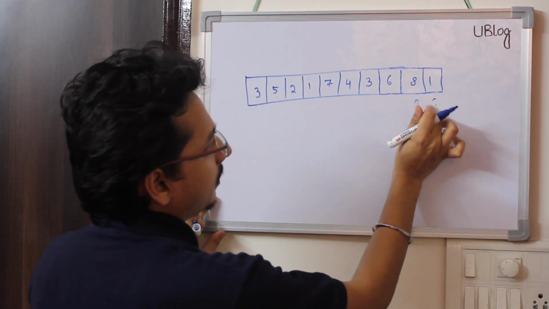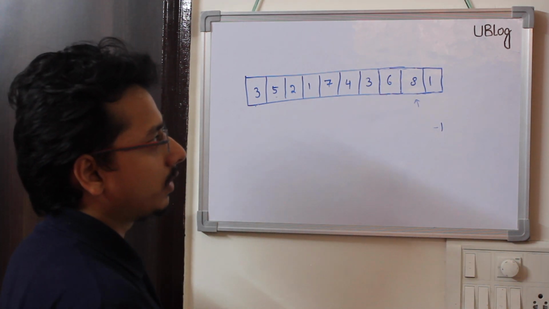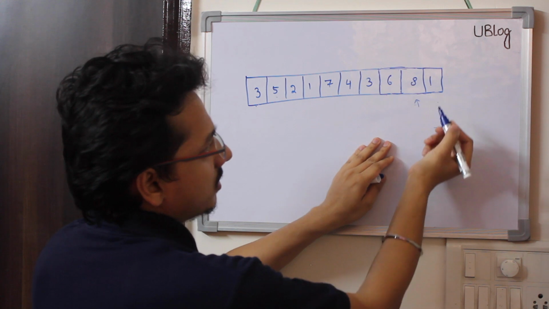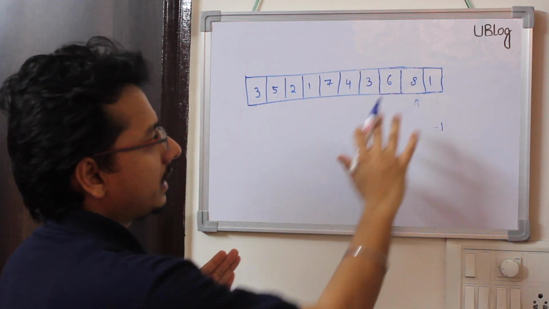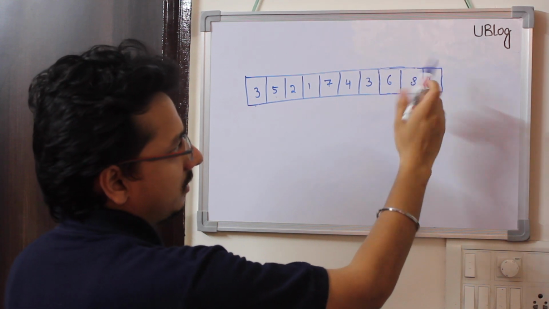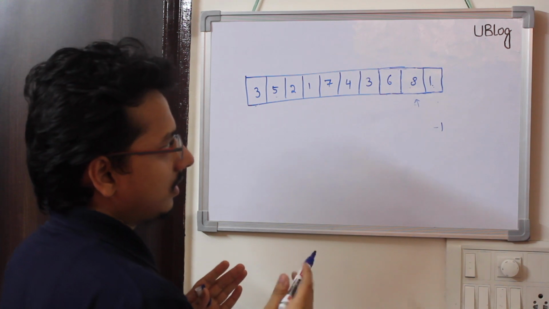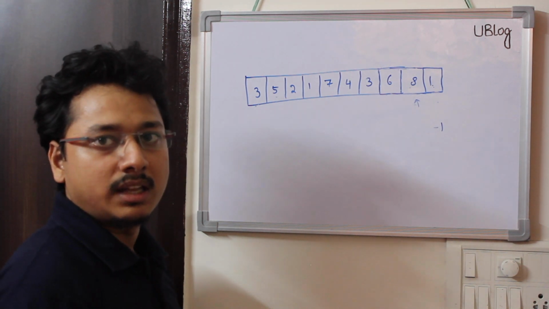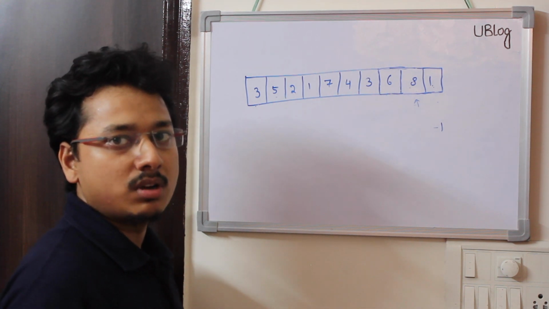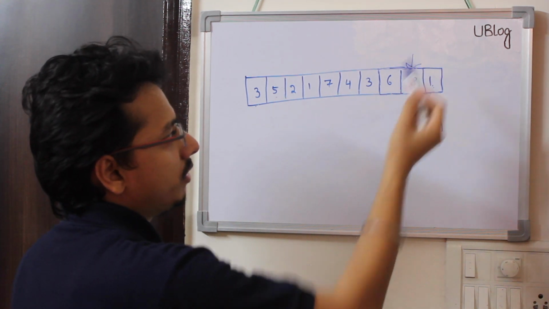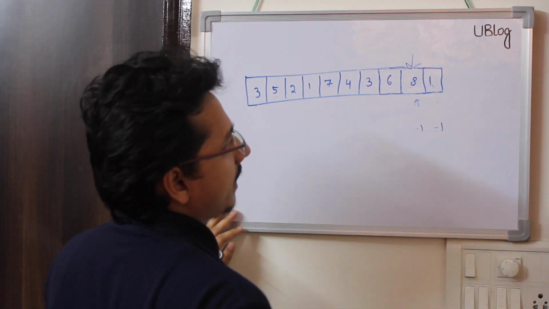Now I am at 8. So for 8, what will be my NGE? What I can do is compare these two elements. Since after 8 only one element exists, I can be sure that if this element is greater, then the NGE for 8 will be this. But if the next element is not greater than this element, it means the NGE does not exist, because after 8 there exists only one element. Since 1 is not greater than 8, my NGE for 8 will be -1.